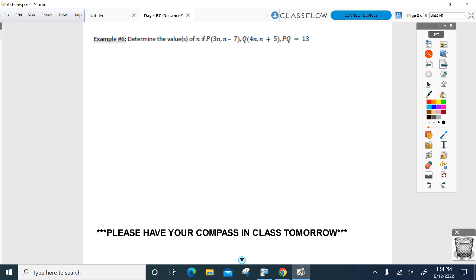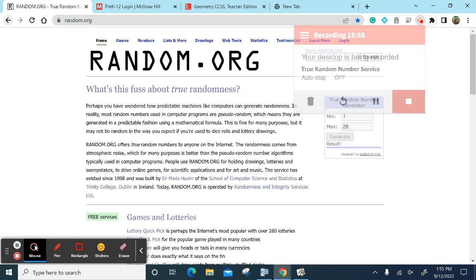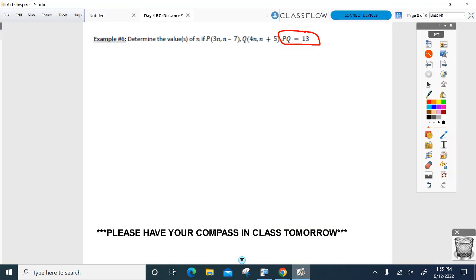This problem I don't do in my regular geometry class. This is an honors level problem. I'm asking for the value of n, and I give you point P and point Q, and then look what I added on this time. What's this telling you right now? That statement alone is telling me what? PQ equals 13. There's no line segment symbol above, so that's talking about the distance. Yes, the distance, right?